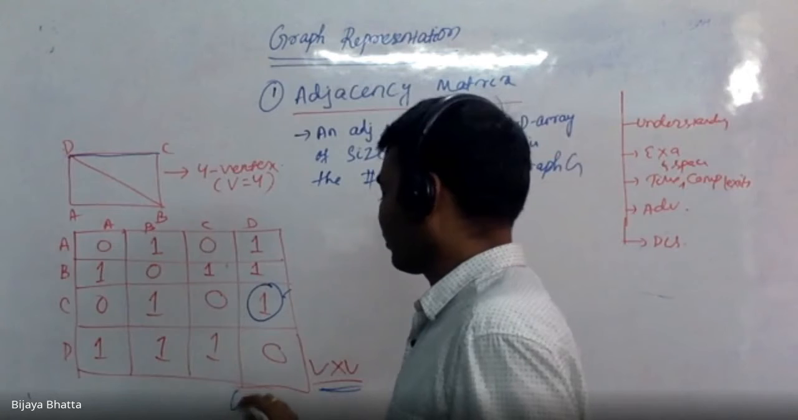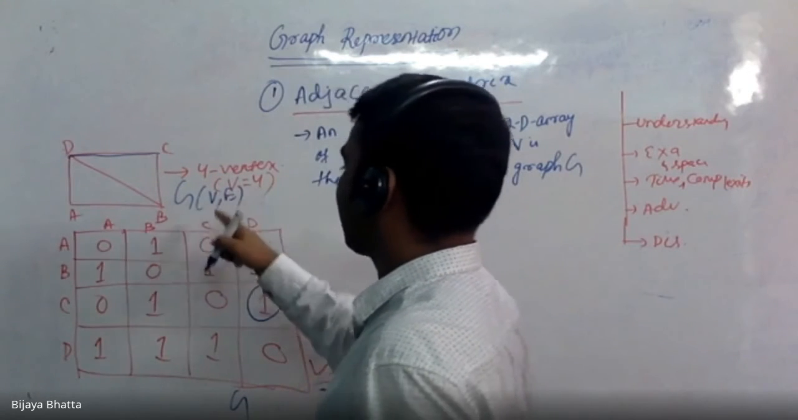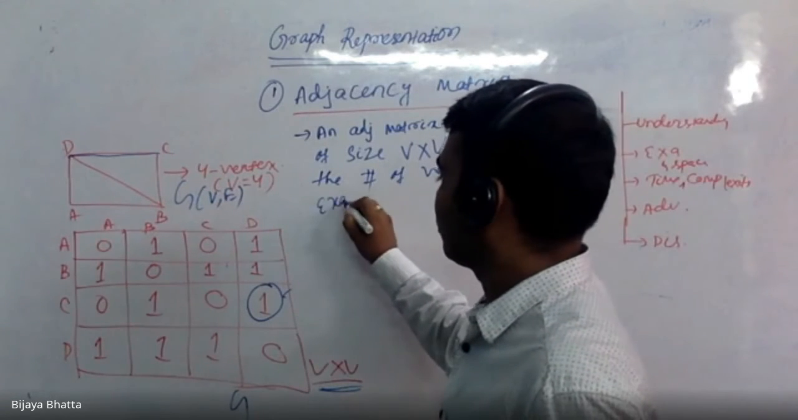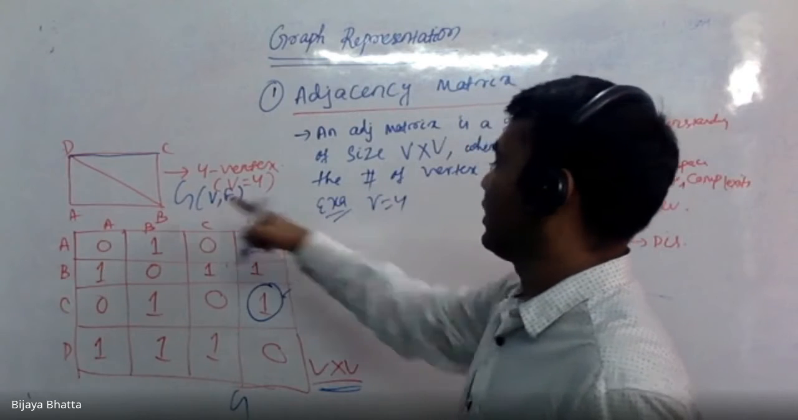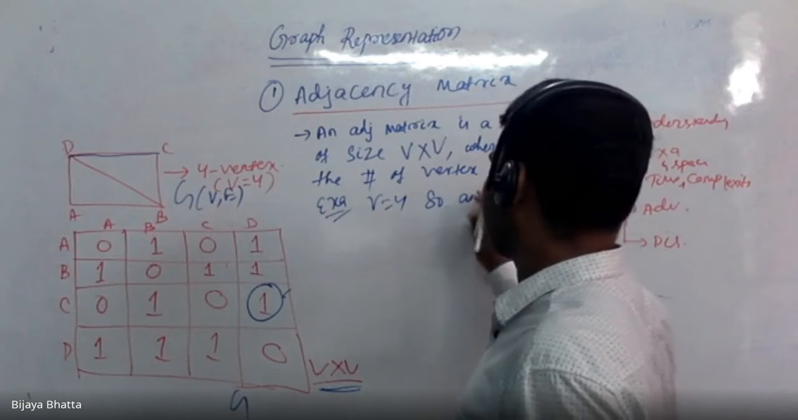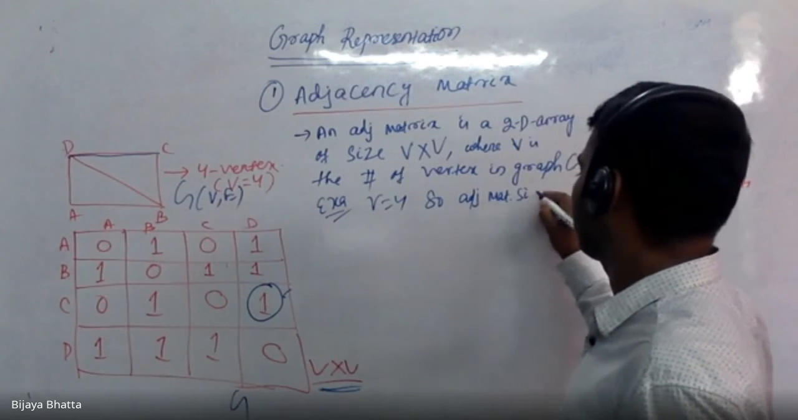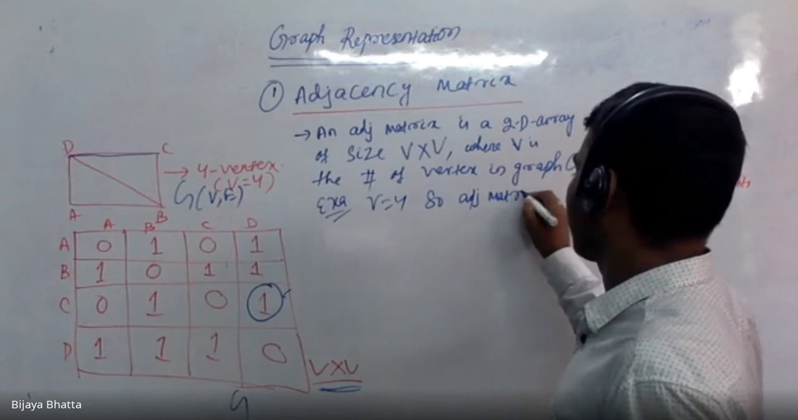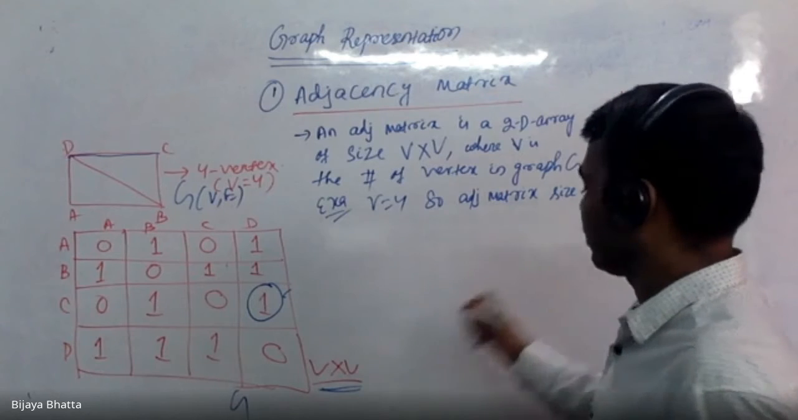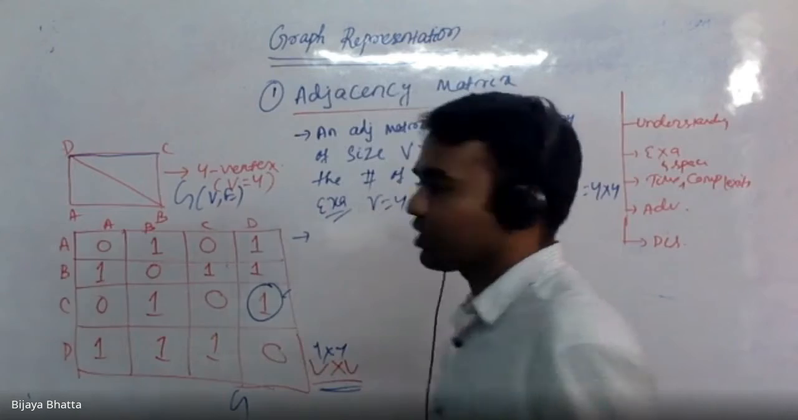So if this is the graph G(V, E), that is the representation. So V is how much? 4. So in this particular example, V equals 4. So the adjacency matrix size is 4 cross 4. You can see, this is 4 cross 4. So this is the first point, the definition.